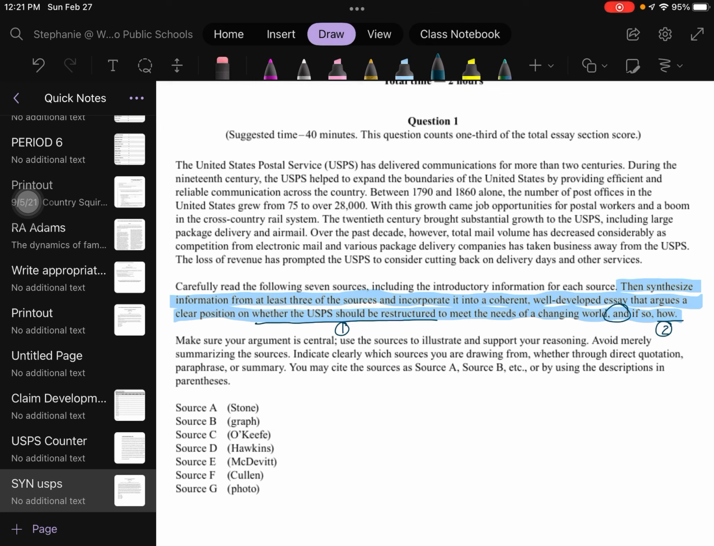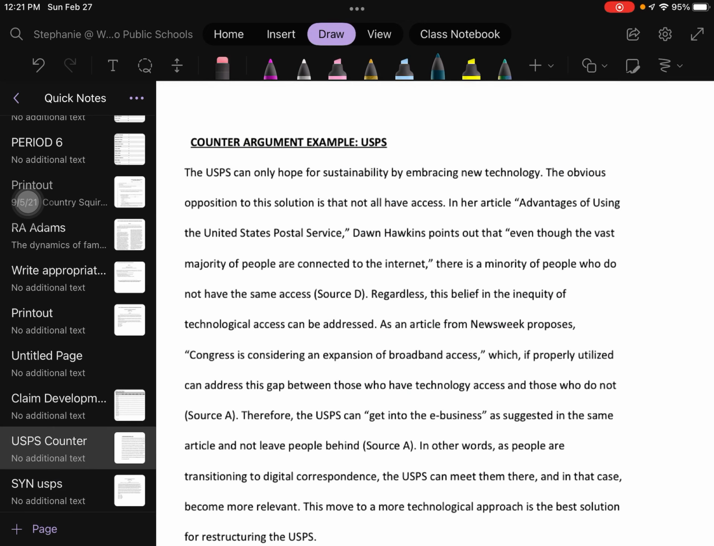So I've highlighted the entire task statement, but I've also underlined 2 parts of it because there are 2 parts to this task, and I've circled and. Both are good strategies for when you're taking your test and analyzing prompts yourself. But the point in showing you this is just to show you the context for the sample that I'm about to show you. So again, the task for this essay is to take a stance on whether the USPS should be restructured, and if so, how. So this is my example of a counterargument.